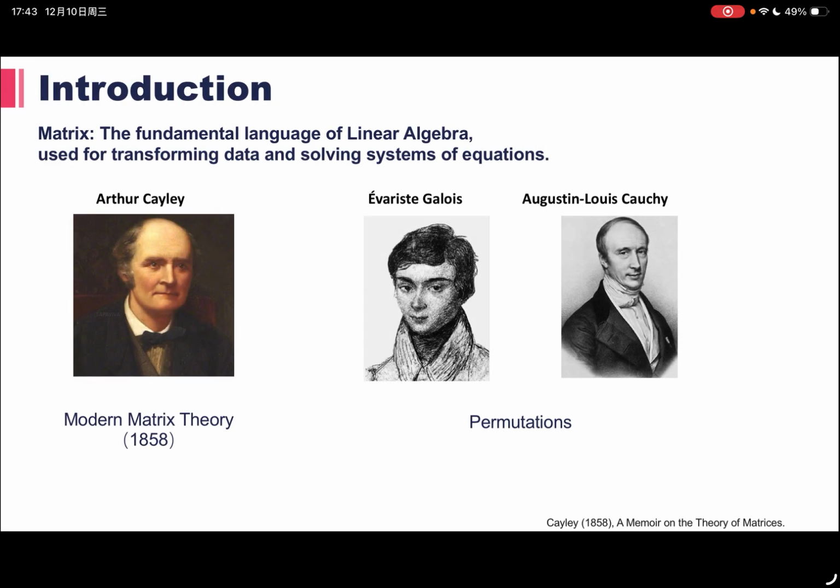Let's start with the history. Matrices are the fundamental language of linear algebra, formalized by Arthur Cayley in 1858. However, the concept of permutations existed much earlier in group theory, studied by Cauchy and Galois. The permutation matrix is historically significant because it serves as a bridge between these two worlds. It translates the abstract logic of reordering into the calculation language of matrices.